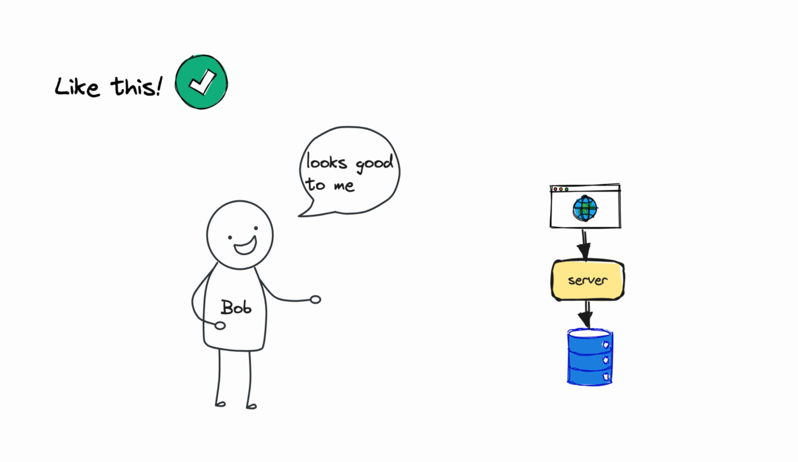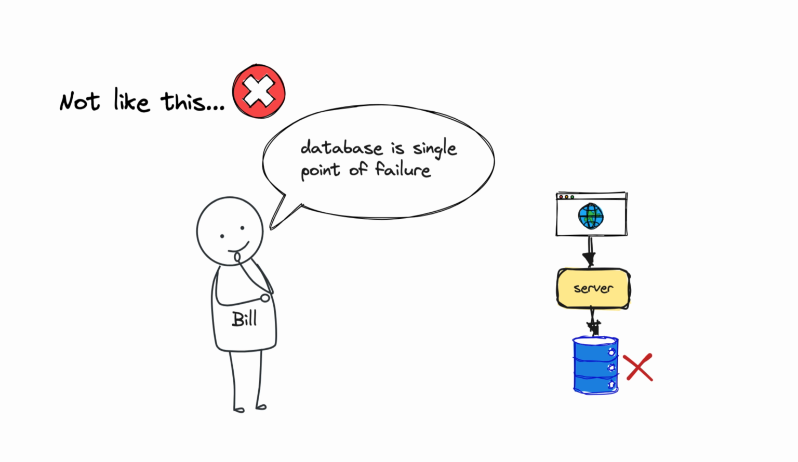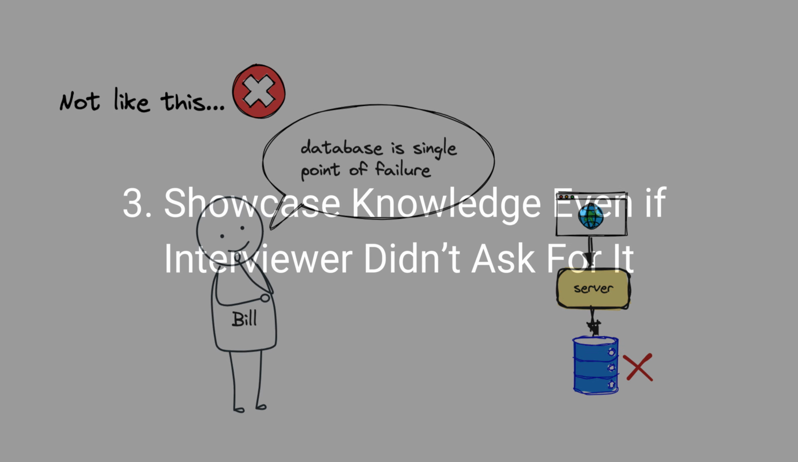Bob was good at drawing fancy block diagrams, but he didn't discuss the trade-offs of his architectural decisions. Also, he didn't care to identify the bottlenecks and single points of failure, while Bill talked about the alternative technologies and mentioned the trade-offs of each architectural decision.